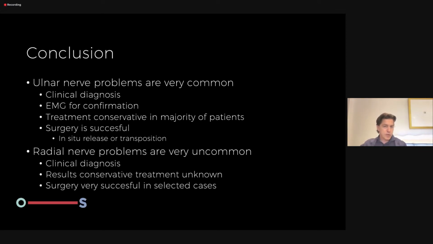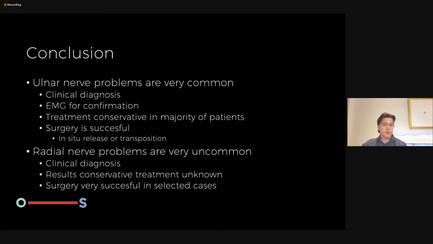So if patients don't evolve like you want them to evolve, you might do a new EMG to just check it. The treatment is conservative in a vast majority of patients, but surgery, if needed, is successful, and we tend to do this in situ release as first choice, transposition if it's very unstable, or in a snapping ulnar nerve syndrome. And then radial nerve problems, they're very uncommon, although they do exist, and we do multiple cases a year.